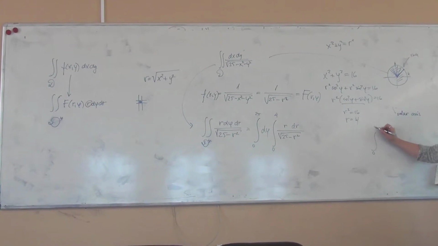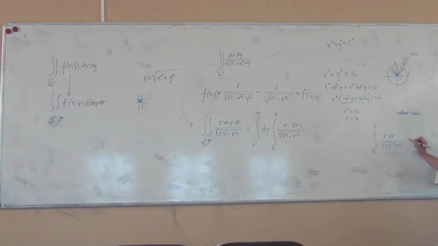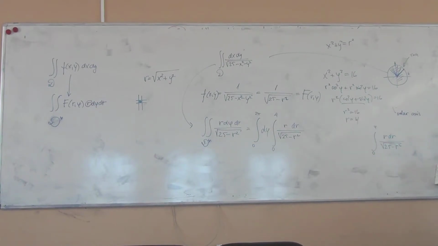Okay, integral from 0 to 4 of r dr over square root of 25 minus r squared. Substitution. Let's suppose 25 minus r squared is u. In that case, du is minus 2r dr. So to change to the new variable, yes, the methods of integration still work. Minus 2 here, so in front we need minus half.